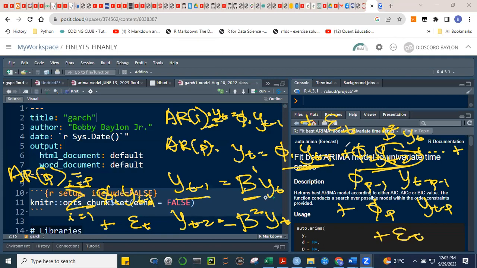Is the first equation the AR1? Is this the one you mean here? Yeah, this is the AR1, no? Yeah, this is y sub t is equal to phi sub 1, y sub t minus 1. It's just one lag, plus a certain error term. That's why this is an AR1 model.